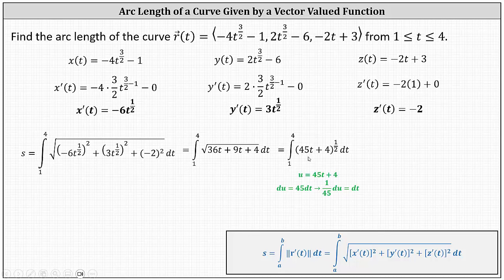dt is equal to 1/45 du, and 45t plus 4 is equal to u, giving us the integral of 1/45 u to the 1 half du. Integrating, we have 1/45 times u to the power of 3 halves. Instead of dividing by 3 halves, notice I multiplied by 2/3, and then we have plus c, because we have an indefinite integral with respect to u. Simplifying, we have 2 divided by 135 u to the 3 halves plus c, which means with respect to t, the antiderivative is 2 divided by 135 times the quantity 45t plus 4 to the 3 halves.